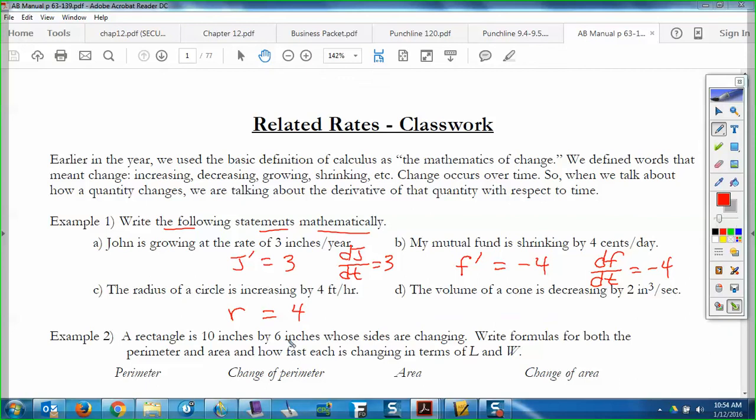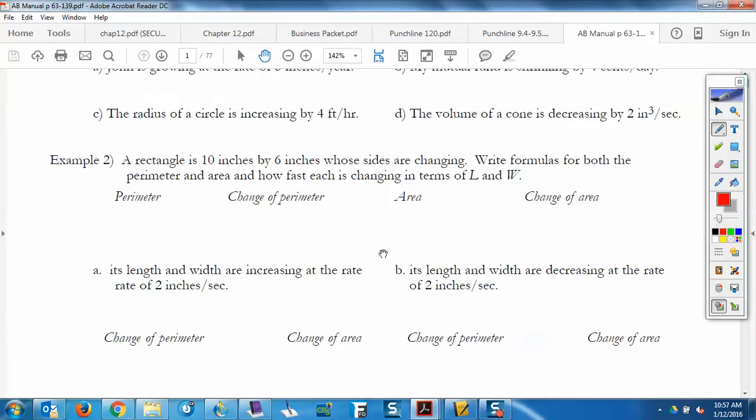I disagree. There we go. R prime. It's a rate. It's a derivative. Or dR/dt. Notice these are all with respect to time. Per hour, per year, per day. The volume of a cone is decreasing by 2 cubic inches per second. V prime equals negative 2, or dV/dt equals negative 2, would be how we would describe those situations. Agreed? All right. So let's look at this example.